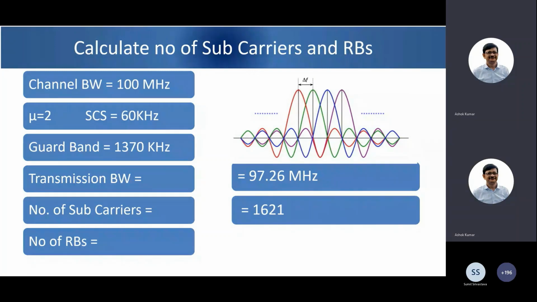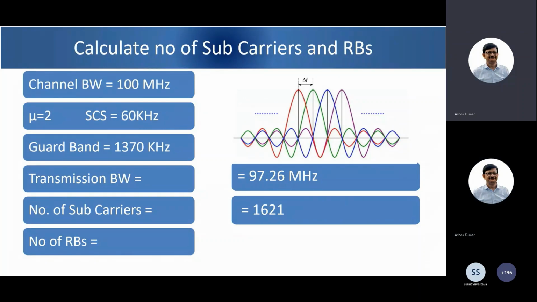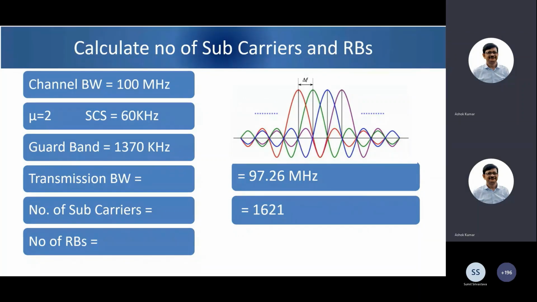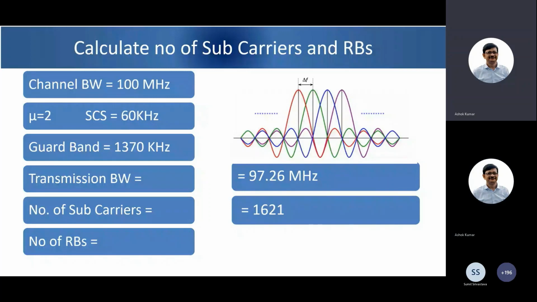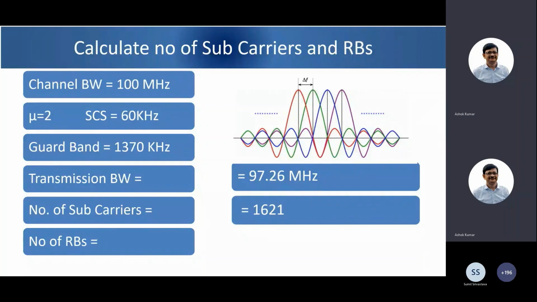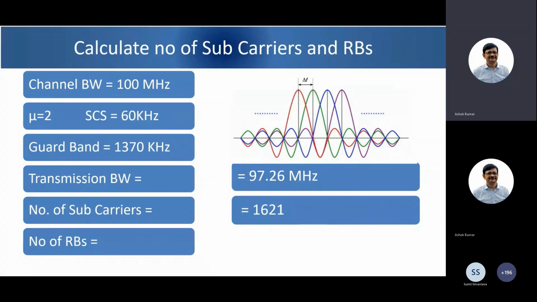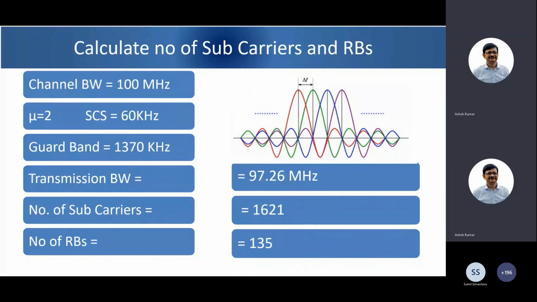Now, how many RB? Please take only the integer part, without decimal, to calculate the RB. You have to divide this by 12 because one RB is 12 subcarriers. So 1621 divided by 12, you'll get the number of resource blocks. Yes, now I'm getting the right answer from many of you. Initially, there were some wrong answers. Yes, good, very nice. So 135 is your number of RB.